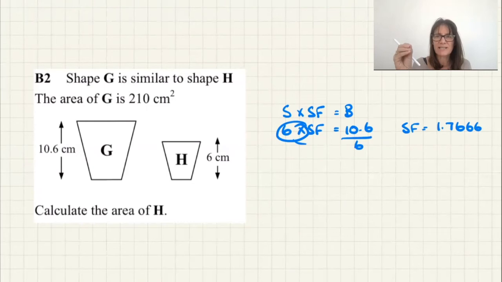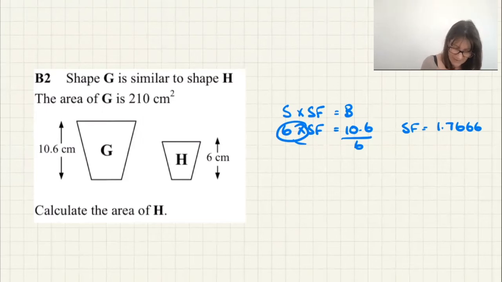Don't use a decimal version if it's not a simple decimal. If you round at this stage, you will get an inaccurate answer. You can only round at the very end. So we're going to have to stay with our scale factor looking like a fraction. 10.6/6 is our scale factor, okay?